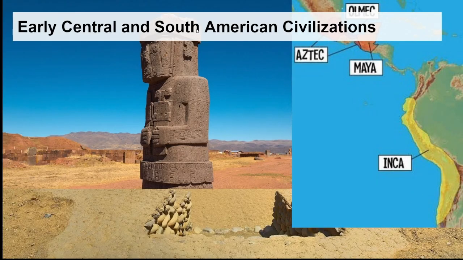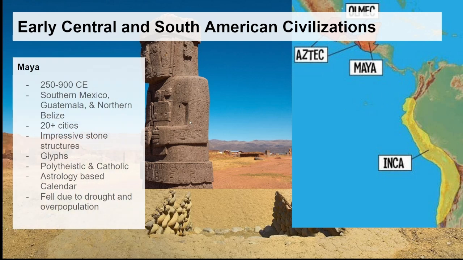Finally, early Central and South American civilizations. First is Maya, 250 to 900 CE. They lived in modern-day southern Mexico, Guatemala, and northern Belize. They had 20-plus cities and over 2 million citizens, if you call them citizens, I don't know. Impressive stone structures. They had a hieroglyphic written language. They were polytheistic, and then they were later introduced to Catholicism. They had an astrology-based calendar, and they unfortunately fell due to drought and overpopulation.